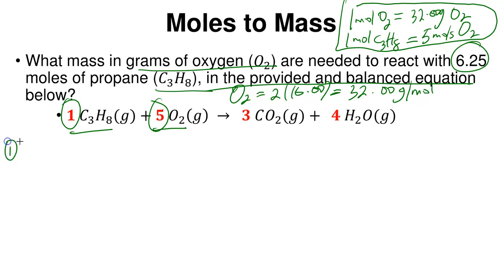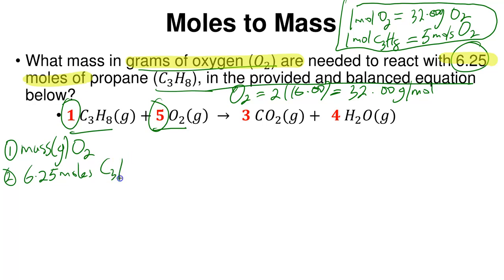In the first step, we're asked to find the mass or grams of oxygen. That's what we're looking for. What is the next step? What were we given? We're given 6.25 moles of propane. So we'll write it down: 6.25, not 5, moles of C3H8.